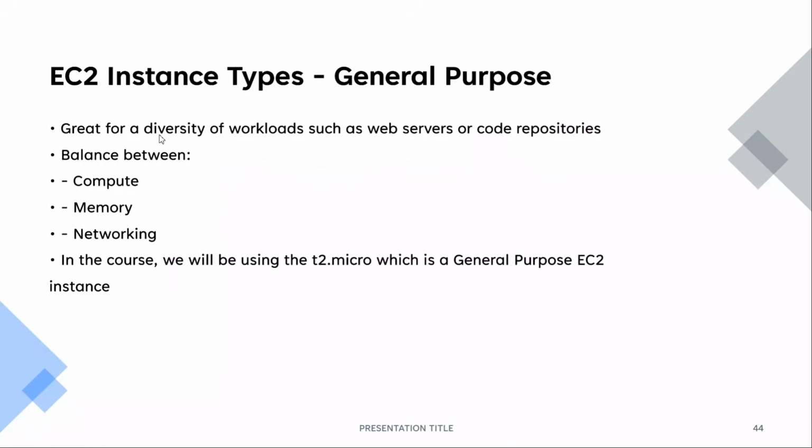So it is great for, if you select this kind of instance type, a diversity of workloads such as web servers or code repositories, and it has a balance between compute, memory, and networking. So everything is balanced in this instance type. In this particular course, you will be using the T2 Micro, which is a general purpose EC2 instance, because it comes under the free tier.